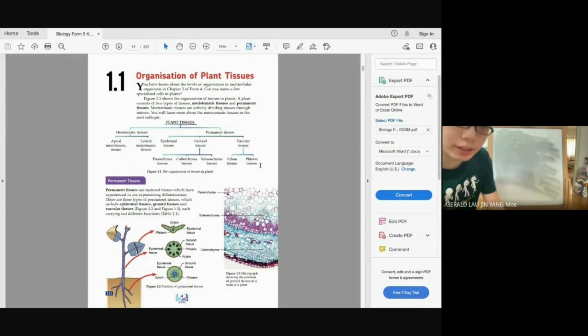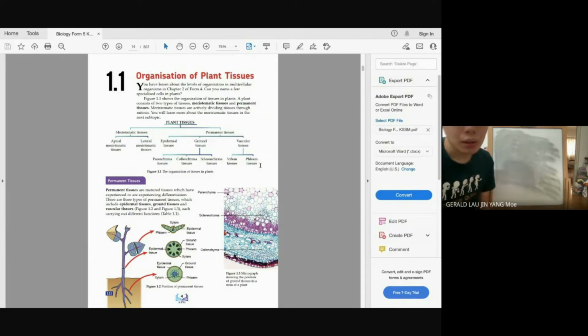So meristematic tissue, actually there are 3 types, but in our syllabus there's only 2 types, apical meristem and lateral meristem. The other one is intercalary meristem, that means in between the plant tissues, but that's not in our syllabus, okay? Permanent tissue, there's also 3 types, epidermal, which means like the surface, epidermis, all those, okay? Ground tissue, you have parenchyma, collenchyma, and sclerenchyma. Vascular tissue, these two are the main ones for transpiration and translocation, xylem and phloem.